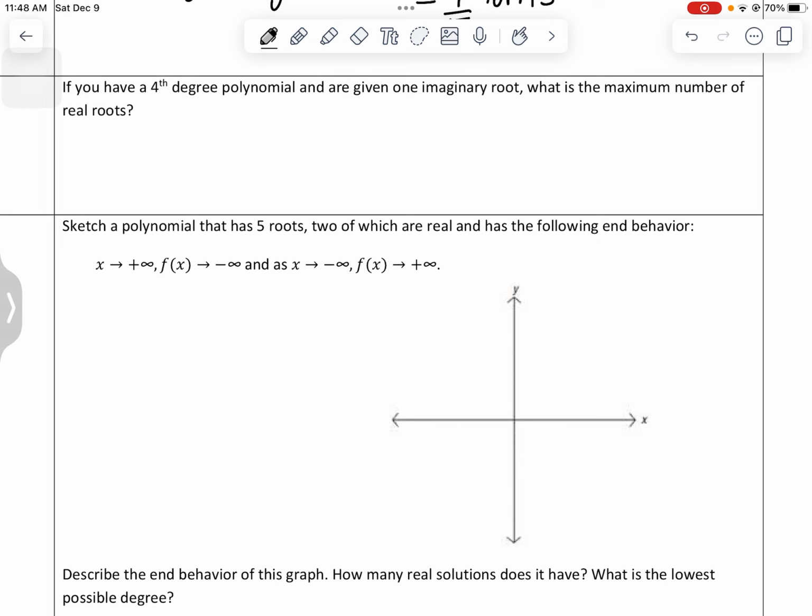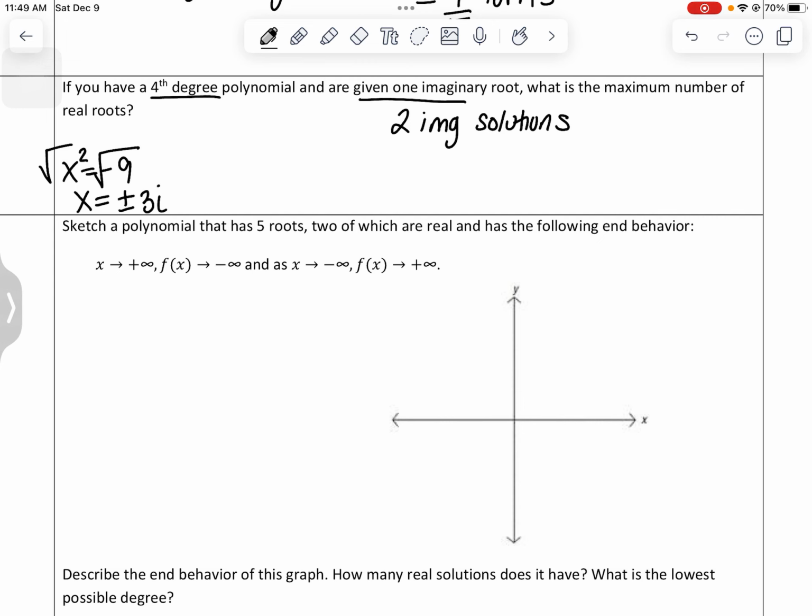Next one, if you have a 4th degree polynomial and are given 1 imaginary root, what is the maximum number of real roots? So this is where we have to remember that when we solve for imaginary roots, by definition, you get imaginary numbers by taking the square root of a negative number. And whenever you take the square root, you always have the two answers, plus or minus. And so imaginary roots always come in pairs because of the way that they are derived. And so if you're given one imaginary root, that actually means that you have two imaginary solutions. You cannot have an odd number of imaginary roots.